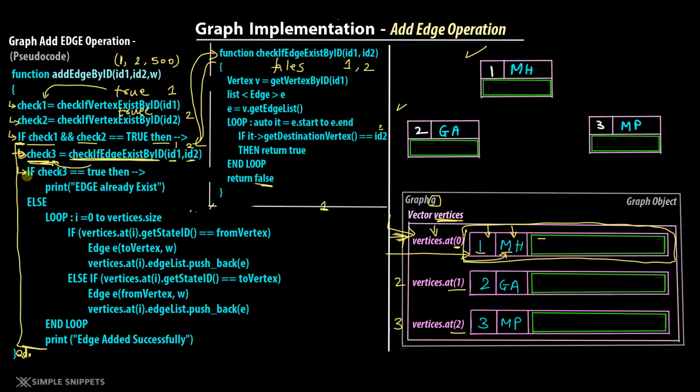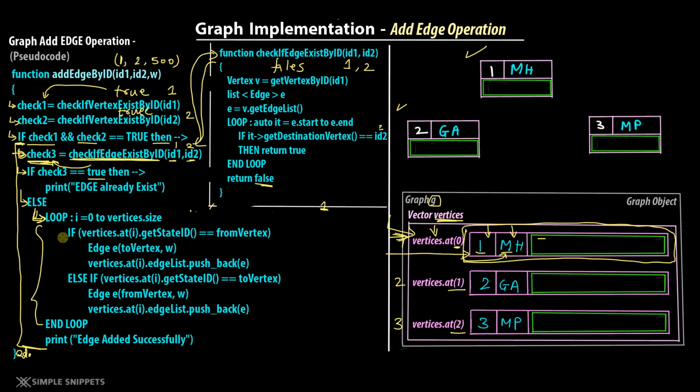Now we will use an if block. If check 3 equals true, then we say edge already exists, but since it has returned false, in the else part is where you actually add the edge. With check 1 and 2 we determined that we have vertices with ID 1 and 2. With check 3 we determined that there is no edge between 1 and 2, and in the else part is where you actually add the edge between vertex 1 and vertex 2.